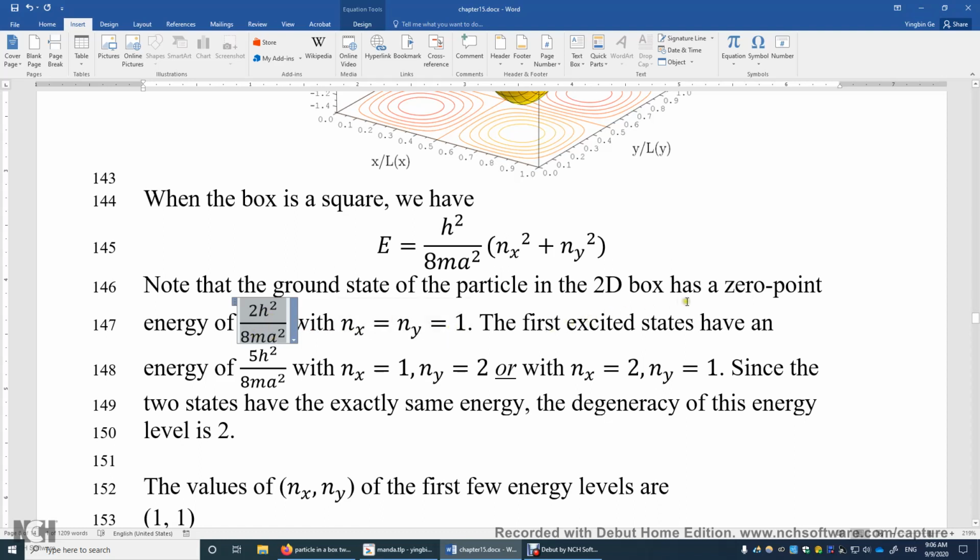What about the first excited state? Now we can have n_x equals 1, n_y equals 2, or n_x can be 2, n_y is 1, and then we have the same energy.